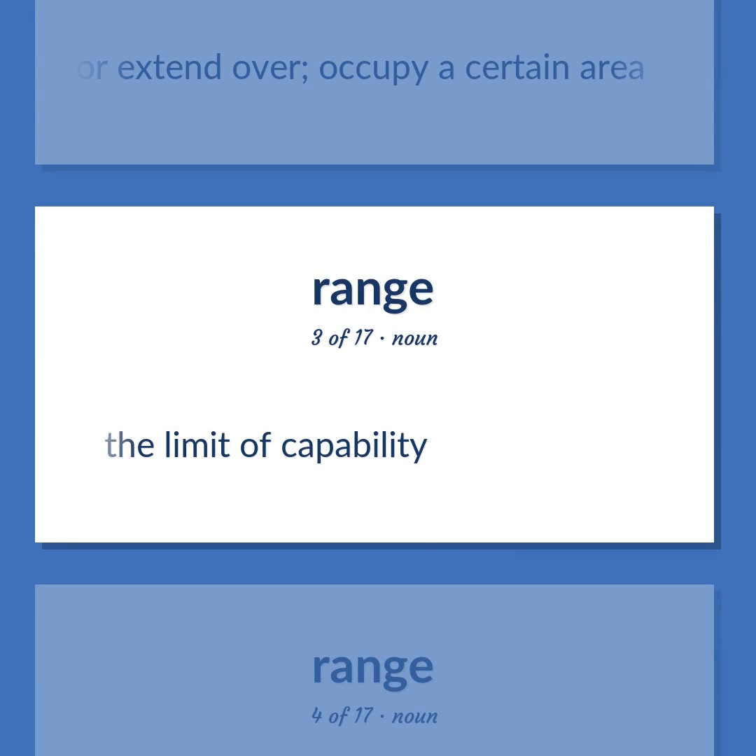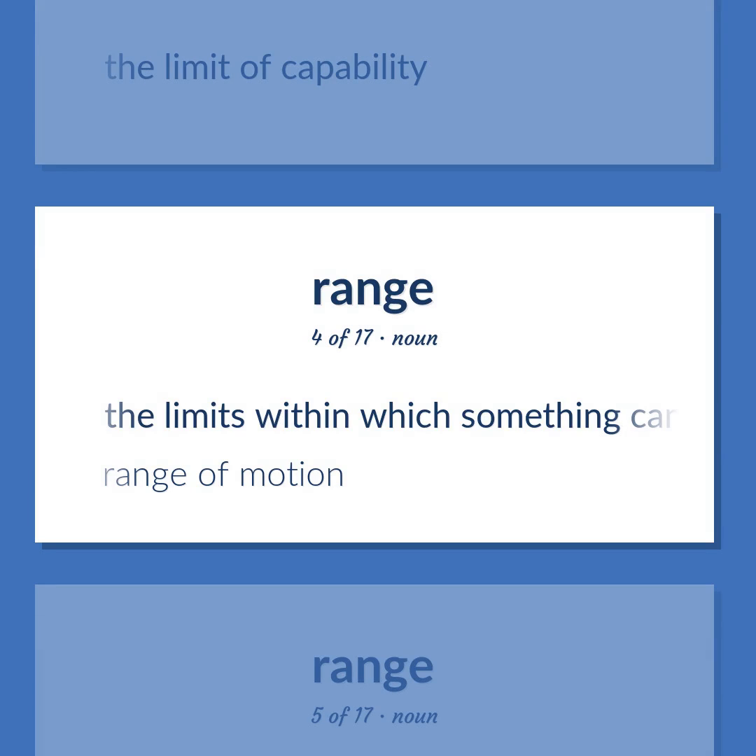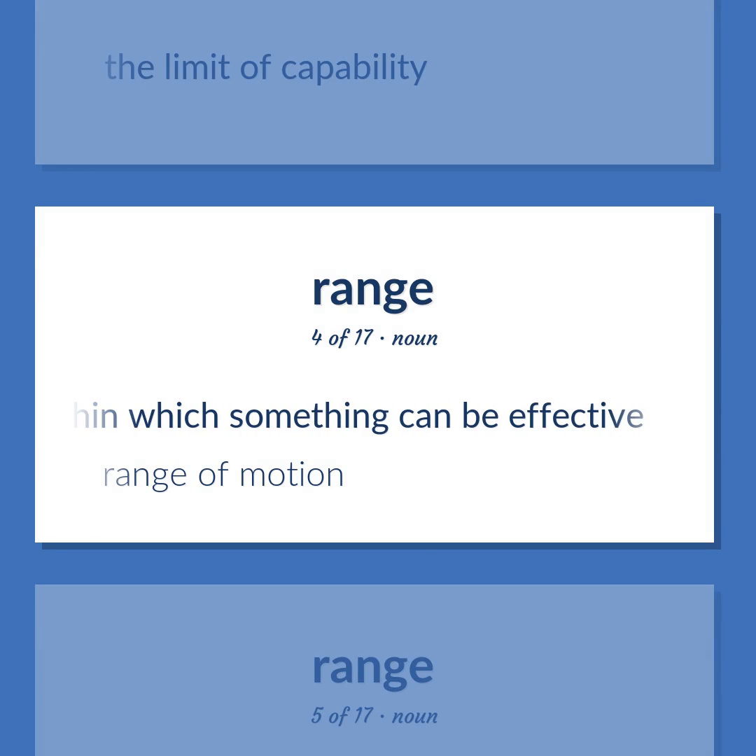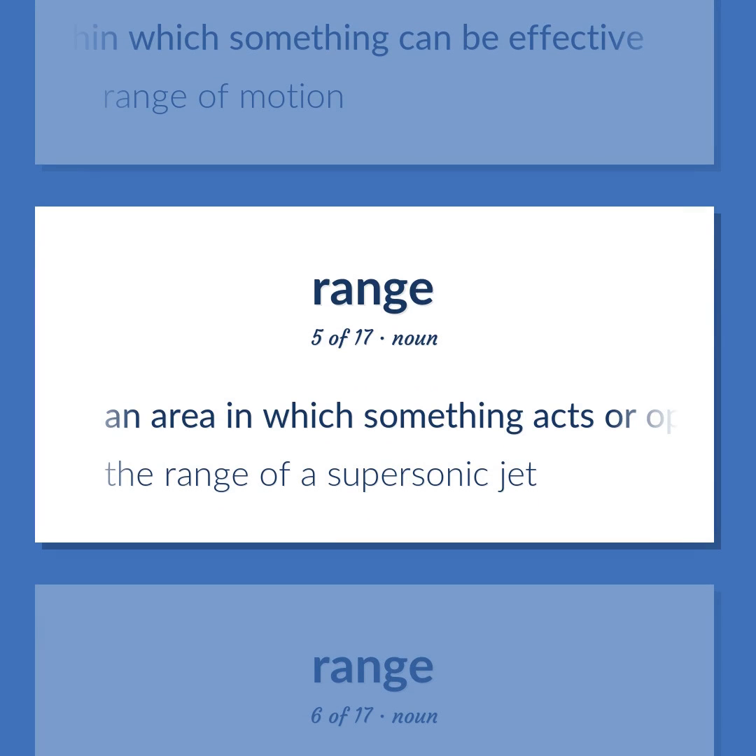The limit of capability. The limits within which something can be effective. Range of motion. An area in which something acts or operates or has power or control. The range of a supersonic jet.